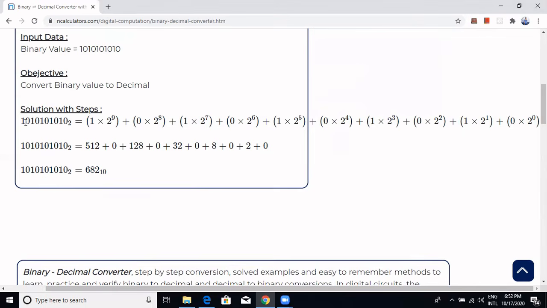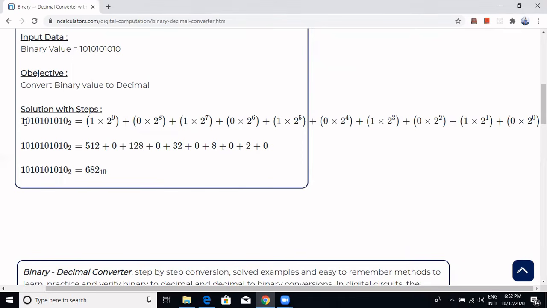So very easy. If you start from the right hand side, the first digit is 0. Don't worry, 2 to the power 0 is 1, 1 into 0 is 0, so just put 0. Then the next one is 2 to the power 1 into 1, which is 2. The next one you can just ignore, put 0, because 0 into anything is 0. 1 into 2 to the power 3, 2 to the power 3 is 8, 8 into 1 is 8. The next one, just put 0, right? 2 to the power 5 is 32, and 32 into 1 is 32 itself.